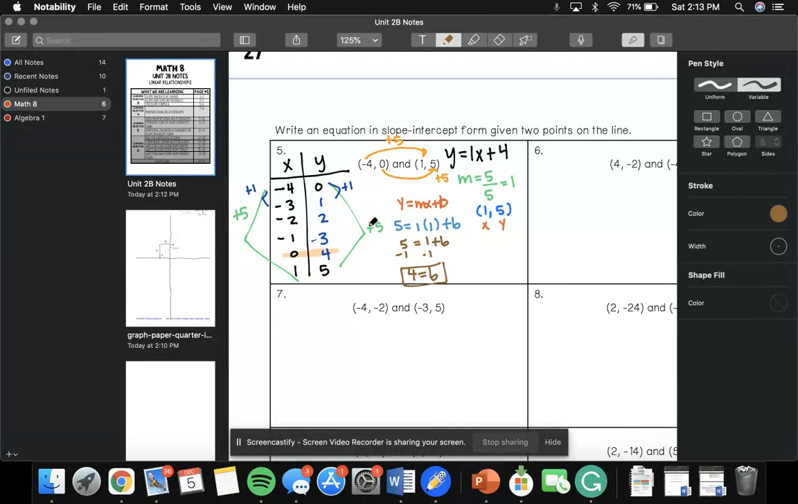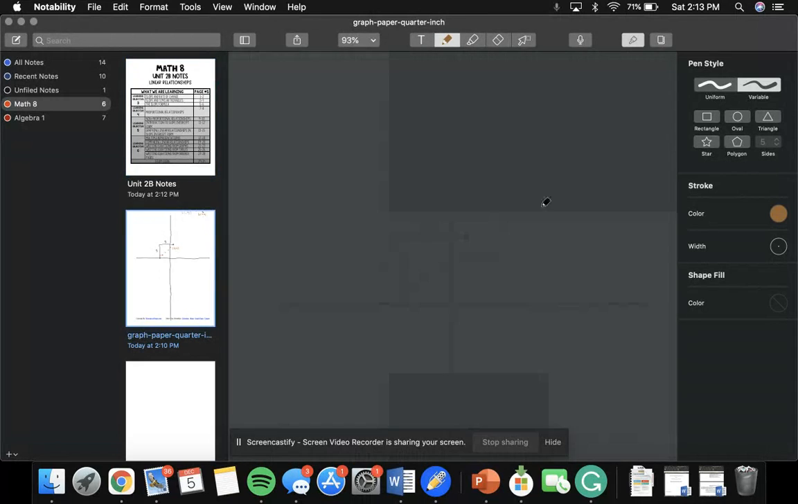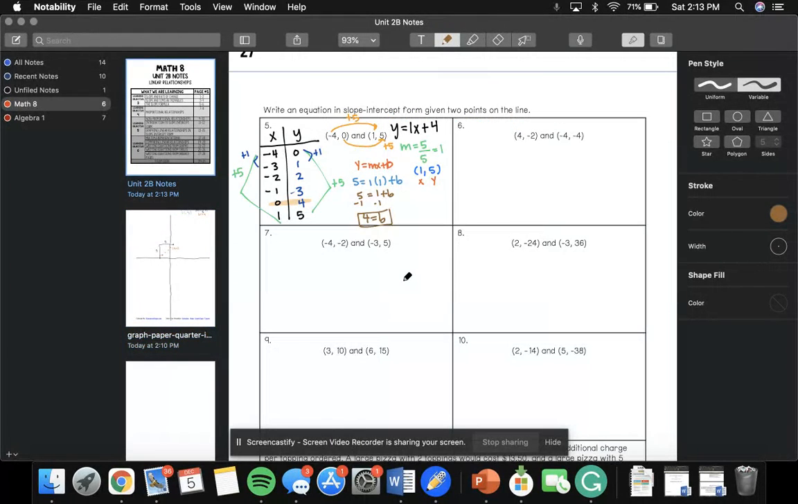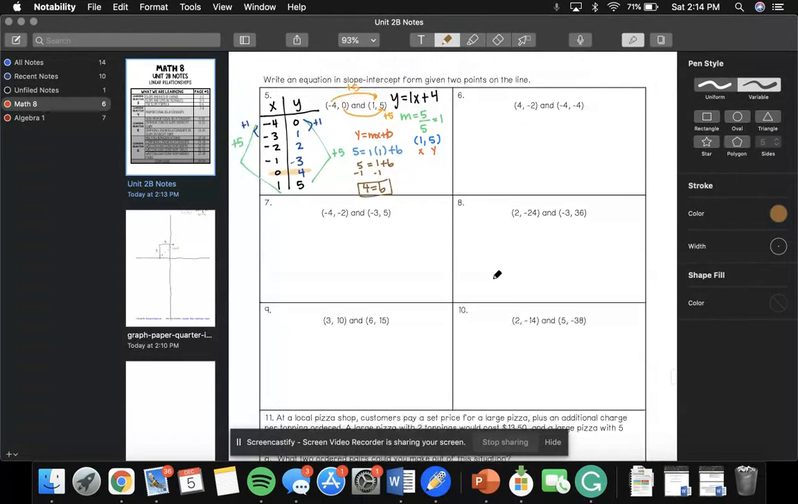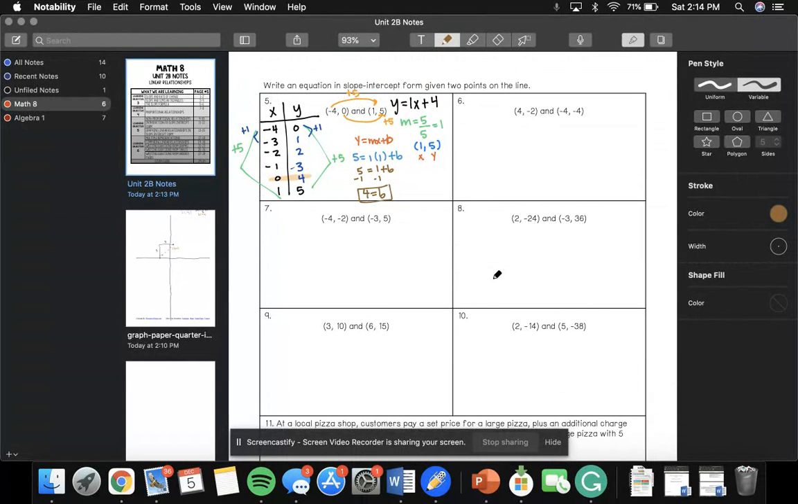So again, I'm just showing you guys various ways. You do not need to know how to do every single way. You just have to pick a way that's going to make the most sense to you. Okay. We'll do one more, and then we'll do the word problem. So (4, -2) and (-4, -4). Okay. I'm going to show you the algebraic way first, and then the table way, and then the graph way.